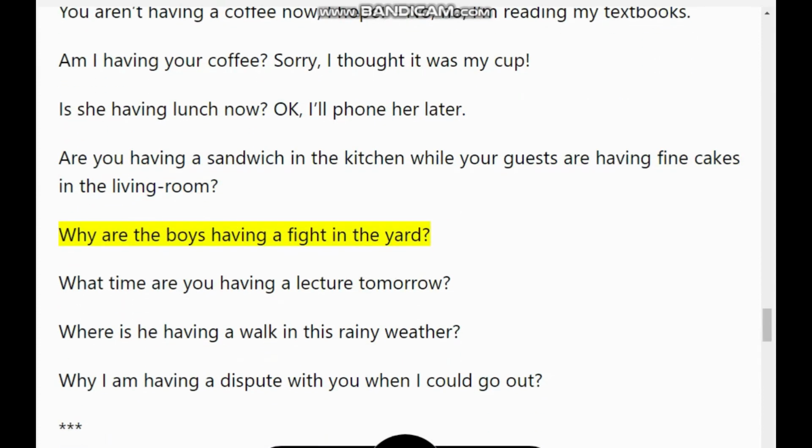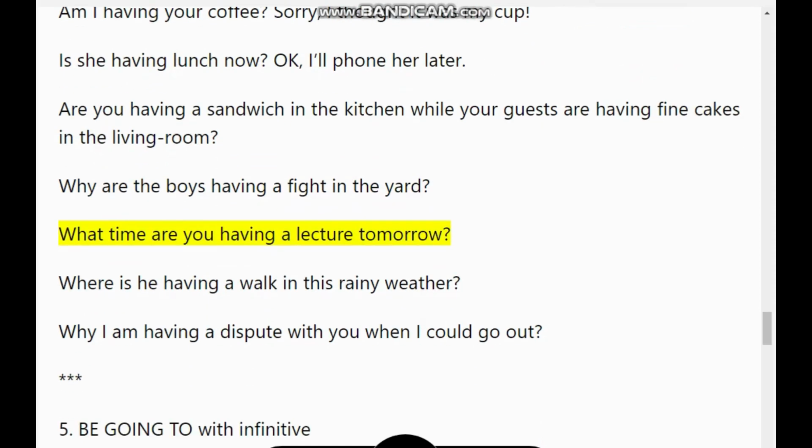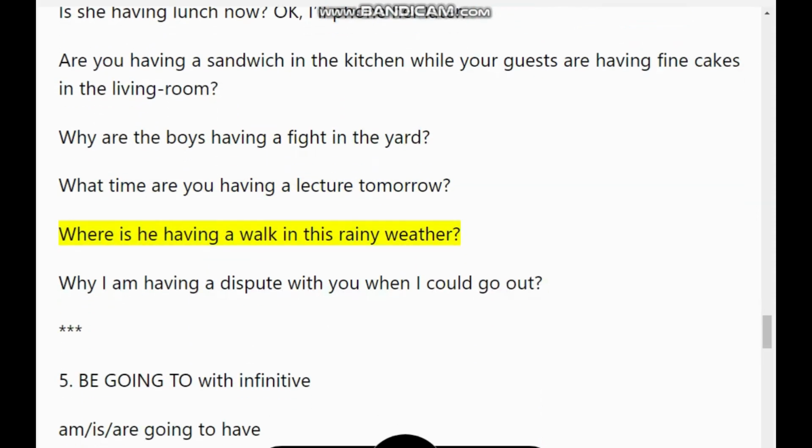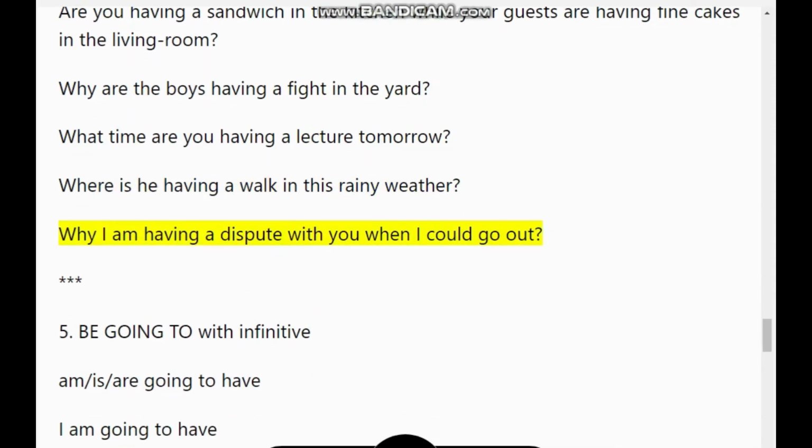Why are the boys having a fight in the yard? What time are you having a lecture tomorrow? Where is he having a walk in this rainy weather? Why am I having a dispute with you when I could go out?